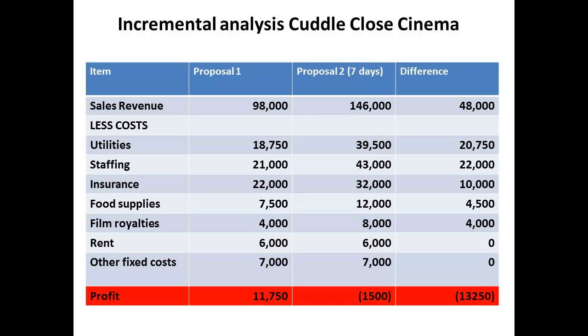The end result of these increases in costs is that the cinema would actually start to lose money. The analysis shows that a profit of $11,750 would be turned into a loss of $1,750. The matinee alternative remains the best decision.